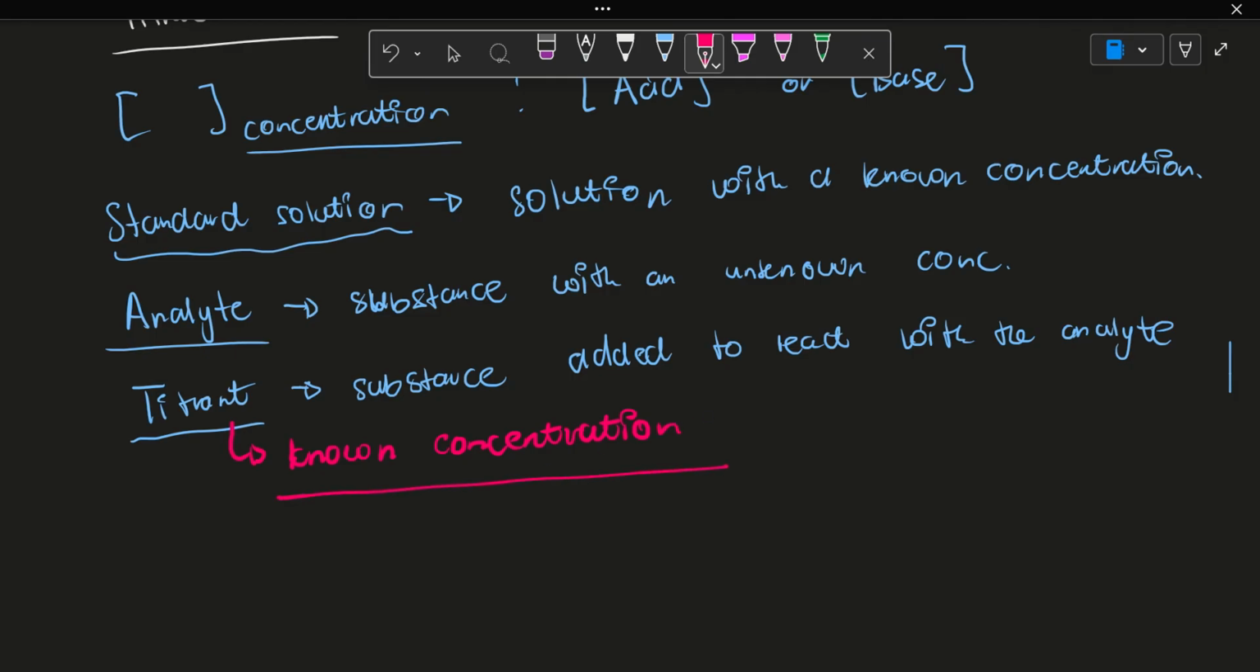Now, I'm sure there's probably a few of you that wonder: if a titrant has a known concentration and a standard solution is a solution with a known concentration, doesn't that mean that a titrant is a standard solution? No, no, no, it does not at all. Remember, when we talk about a solution, we are talking about bringing two things together to form a solution. For example, think about salt water.